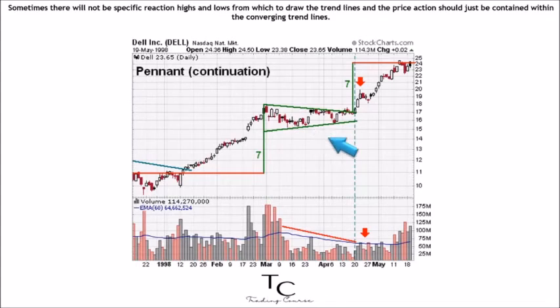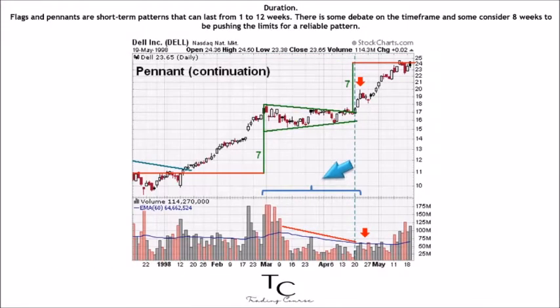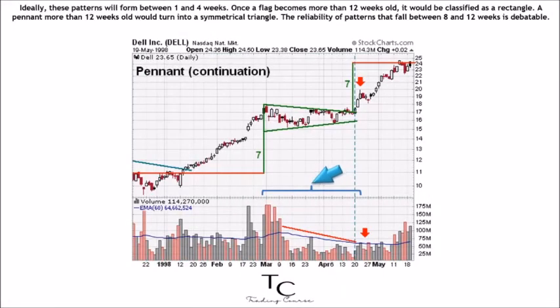Sometimes there will not be specific reaction highs and lows from which to draw the trend lines, and the price action should just be contained within the converging trend lines. Duration. Flags and pennants are short-term patterns that can last from 1 to 12 weeks. There is some debate on the time frame, and some consider 8 weeks to be pushing the limits for a reliable pattern. Ideally, these patterns will form between 1 and 4 weeks.